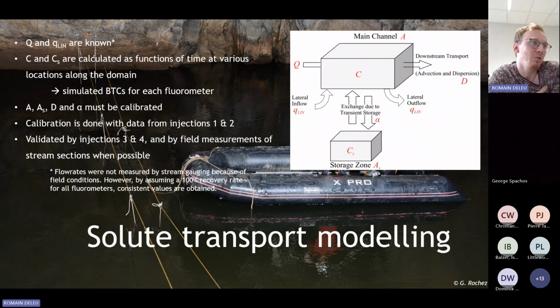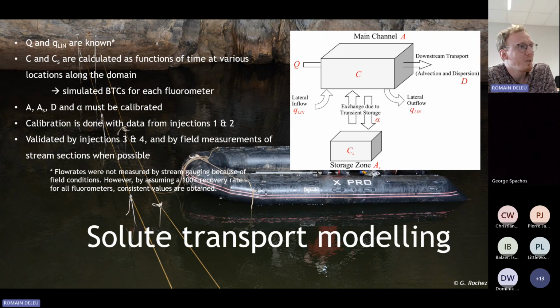The parameters used for the model are the flow rate, of course, and the concentration. The flow rate we know because we estimate it using the fluorometer. We have the breakthrough curve. We assume a 100% recovery rate for all fluorometers, and we get consistent values for all of them. So we assume it was working nicely, and this is perfectly correlated with the gauging station, which is outside the cave. We did not measure the flow rate because the field conditions were not adequate for this.